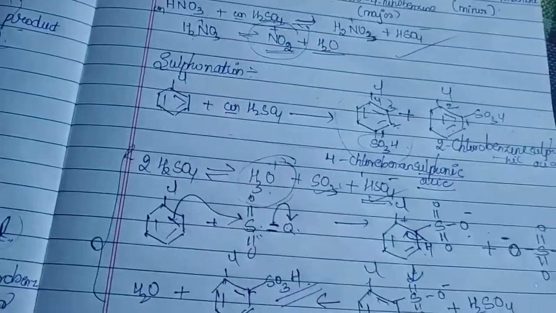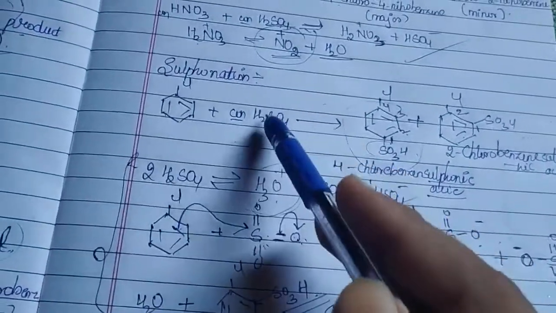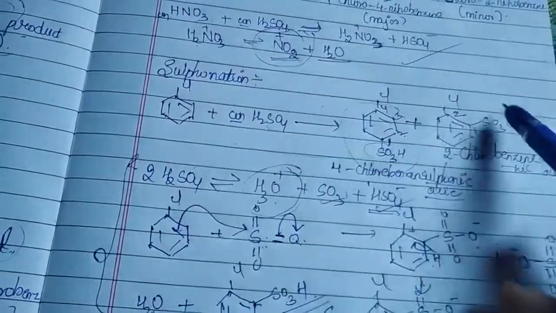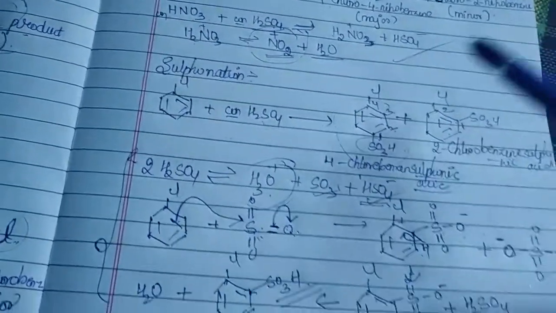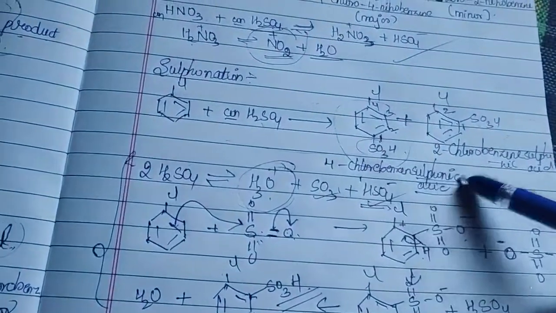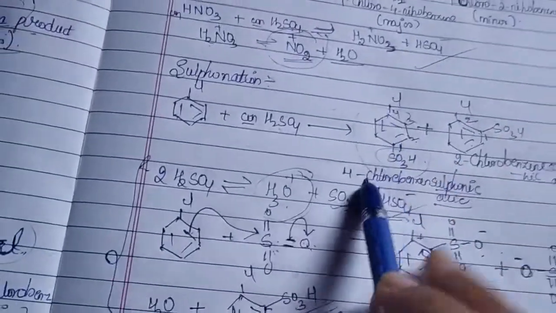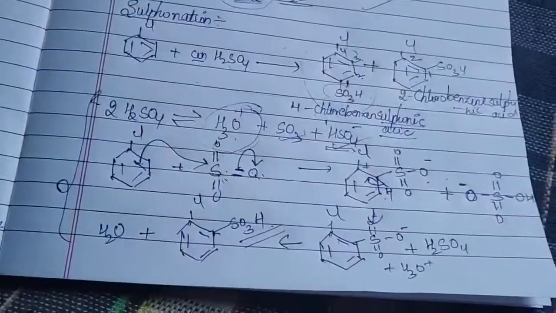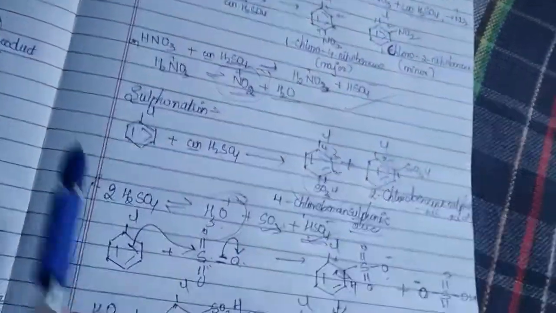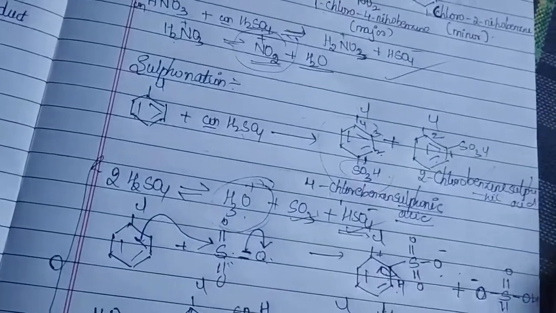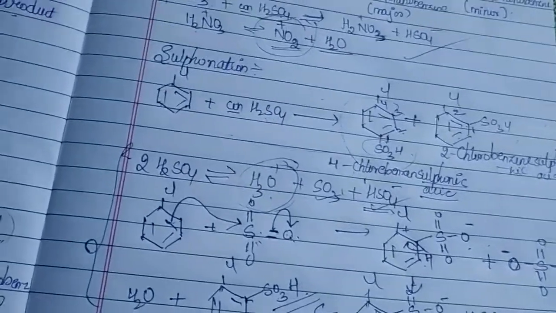For example, for sulfonation, when chlorobenzene is treated with concentrated sulfuric acid, ortho and para chlorobenzene sulfonic acids are obtained. Write it in words. Then you write the reaction. If you're not able to write it in words, leave 2 to 3 lines. First you write the reaction. By seeing the reaction, of course you can write it in your words. So this is the first important thing.